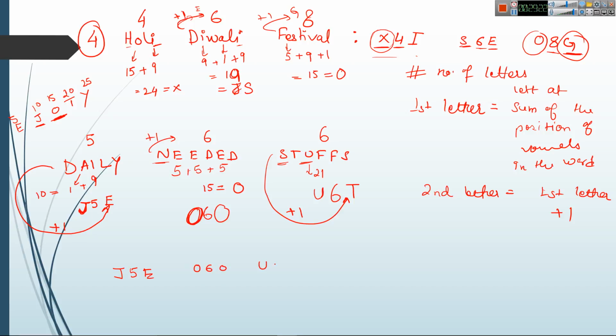So the answer will be J5E, O6O, U6T. So here the second answer is O6O, but the answer which we provided you was T6O. So no one made any query regarding this answer given. So please be serious and attentive regarding every assignment which we give you. Now we move to our second question, the last question.